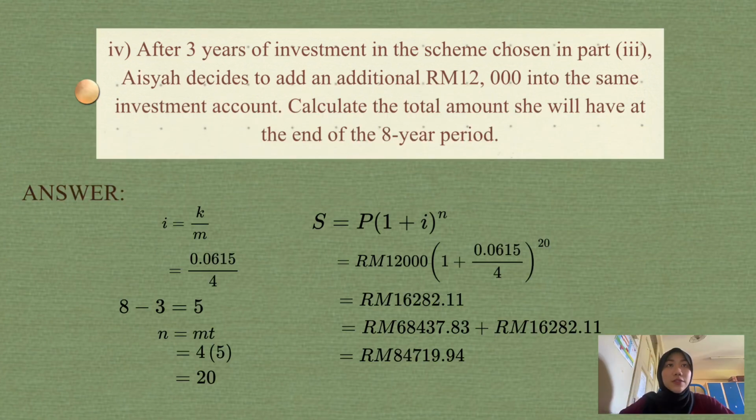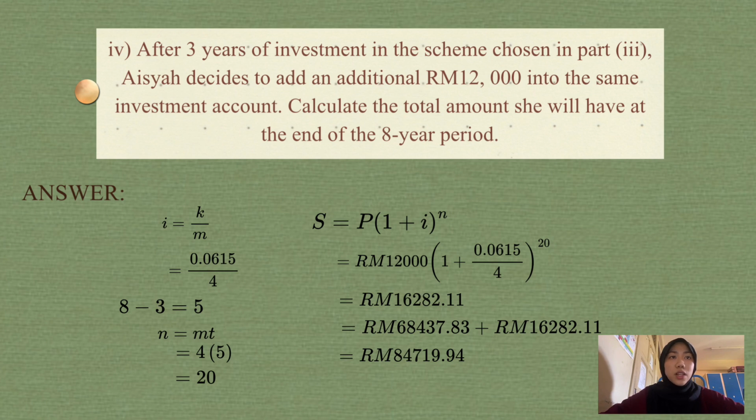So lastly, after 3 years of investment in the scheme chosen in part 3, Aisha decides to add an additional 12,000 ringgit into the same investment account. Calculate the total amount she will have at the end of the 8-year period. Basically, we have to find the S for the additional 12,000 ringgit first using the formula S equals P(1 + i)^n. The 12,000 ringgit was added after 3 years, so 8 minus 3 equals 5 years.